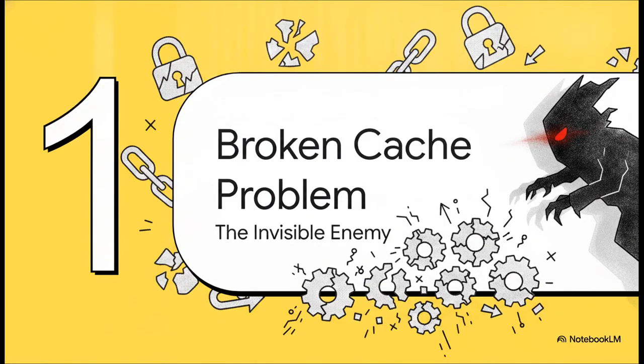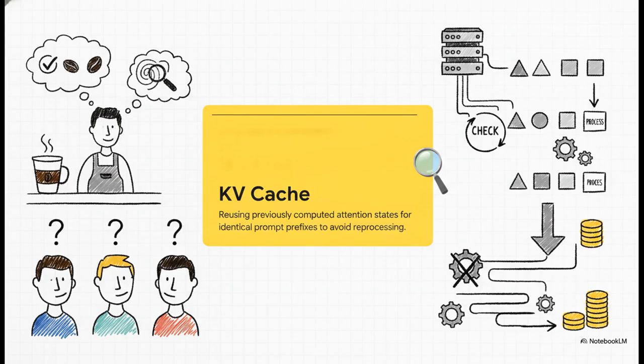All right, let's jump right into Section 1, the broken cache problem, or as I like to call it, the invisible enemy in your prompts. So there's this invisible enemy hiding in your prompts right now, and it's actively destroying your optimization efforts. And the crazy part is, it's often disguised as best practice. To really understand how it's breaking your system, we need to talk about the KV cache.